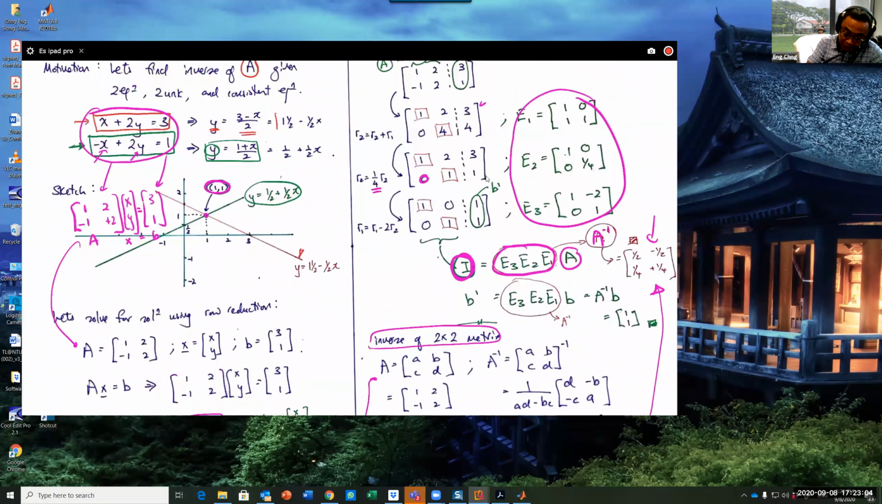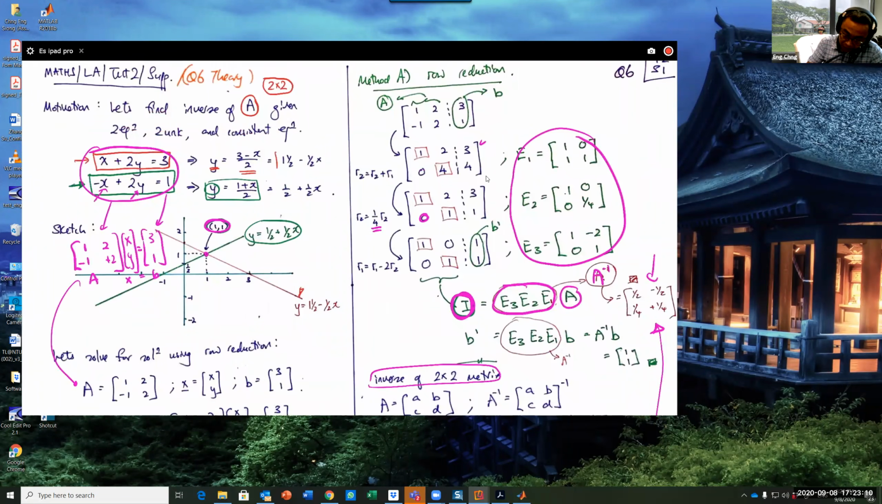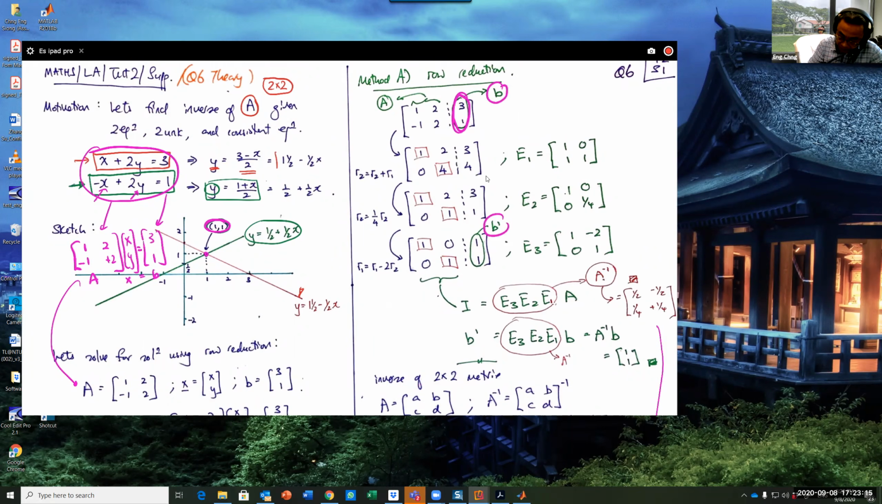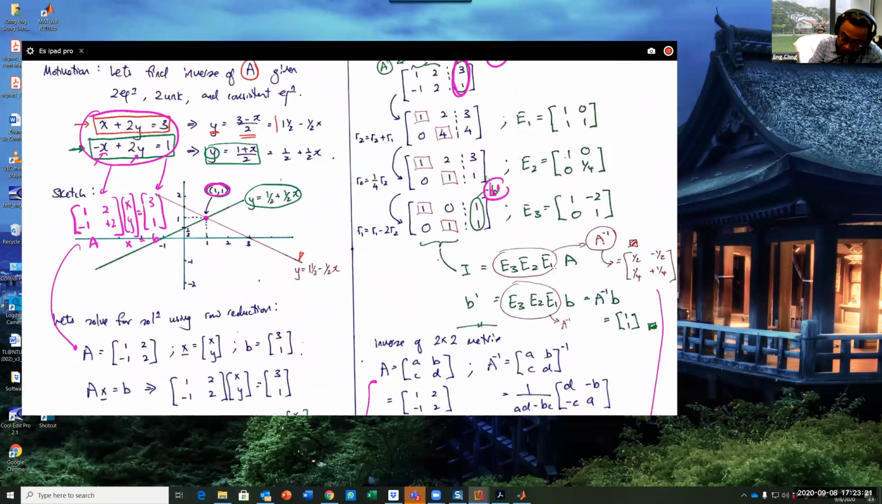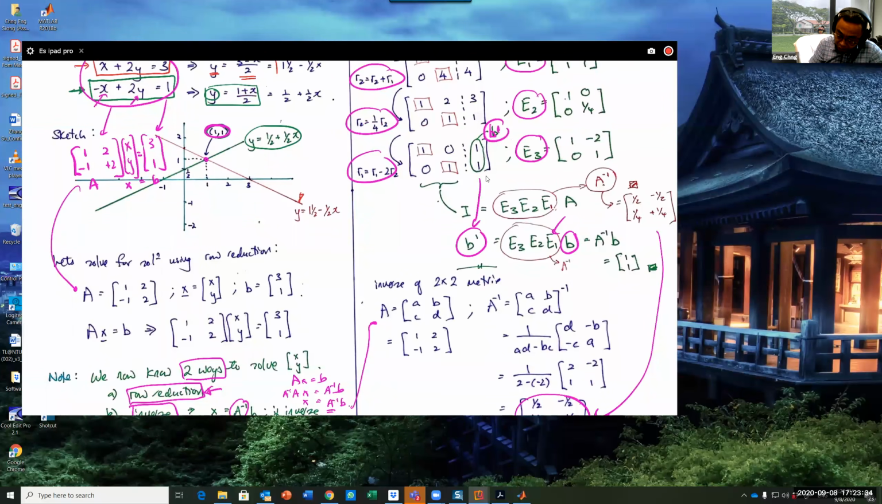But what about B? Remember that I started with this B and I ended up with B prime. What is B prime? B prime is being operated on by all these matrices as well. This vector is the original B left multiplied by E1 first, then left multiplied by E2, then left multiplied by E3. Of course, we remember that E1, E2, E3 together are nothing but the inverse.